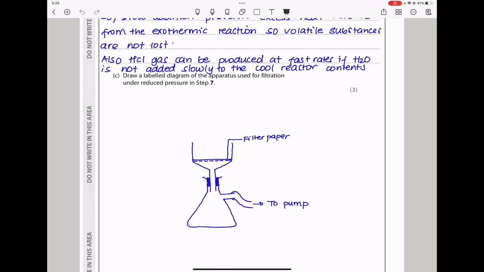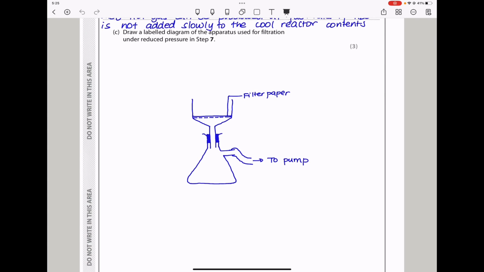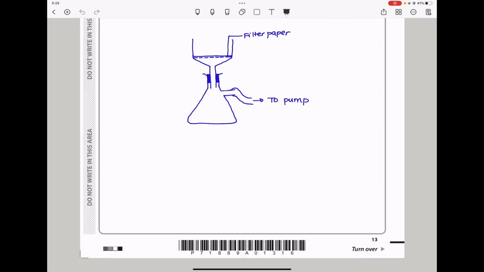The next part says, draw a labelled diagram of the apparatus used for filtration under reduced pressure in step 7. To filter under reduced pressure, you need a Buchner funnel. So my setup is like this. You need to put a filter paper, it has to be flat inside the funnel. And then you need a tube connecting to the pump in order for suction to be achieved, so that the substance on here can dry as the liquid drops in here due to the pressure created in this area.